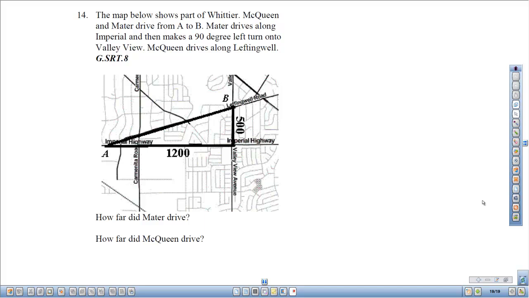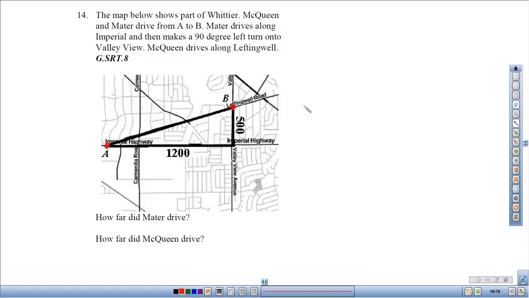All right, number 14 gives us a map of Whittier. Looks like South Whittier to me. It says McQueen and Mater drive from A to B. So everyone sees point A, here's point A, and here's point B. Both of them drive from A to B.